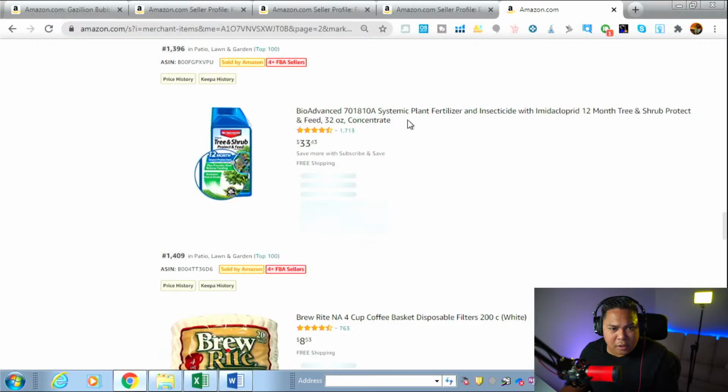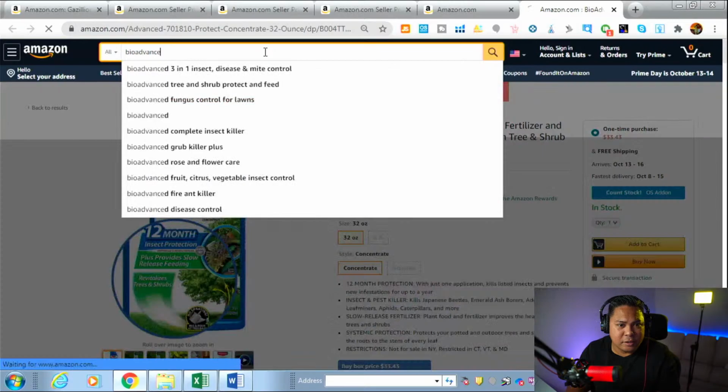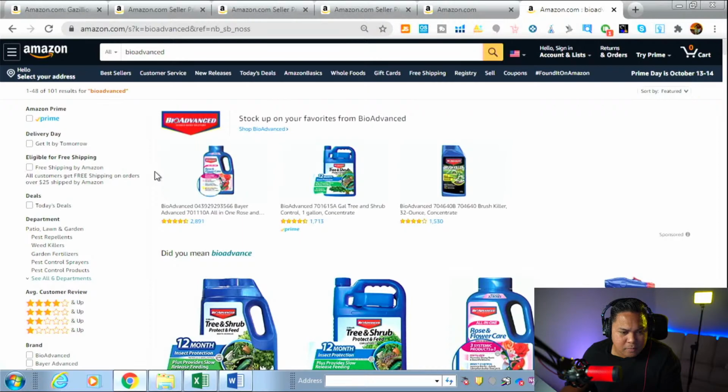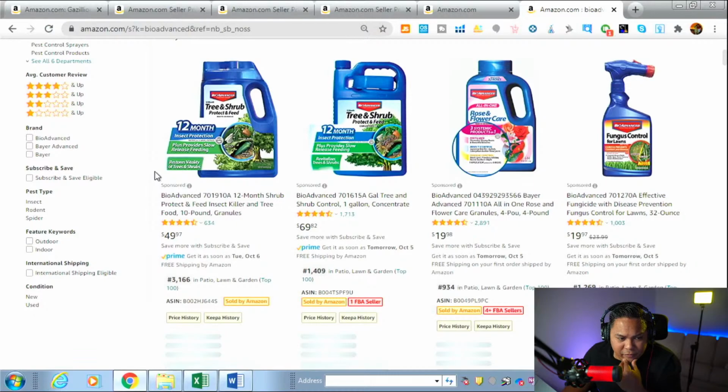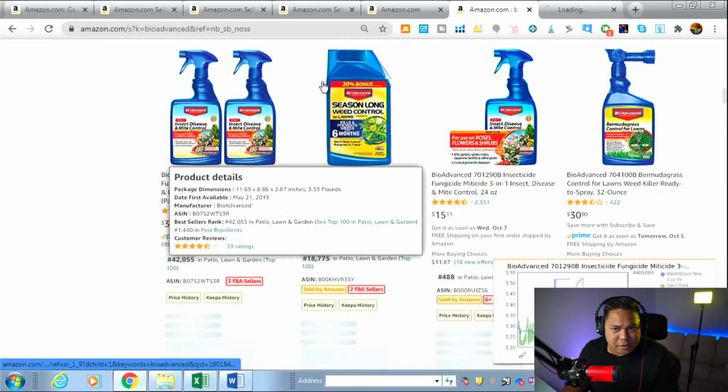Actually, let's take a look at this. We'll search by brand name again. Bio Advance. Advanced with a D. We're looking for listings with multiple sellers and not sold by Amazon. Here's a 2-pack. 3 FBA sellers. The problem is the BSR is a little too high. Let's see what the sales velocity is for this.